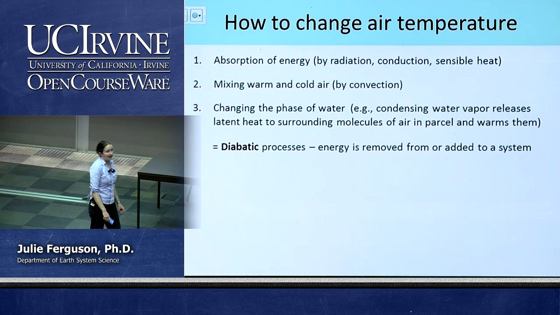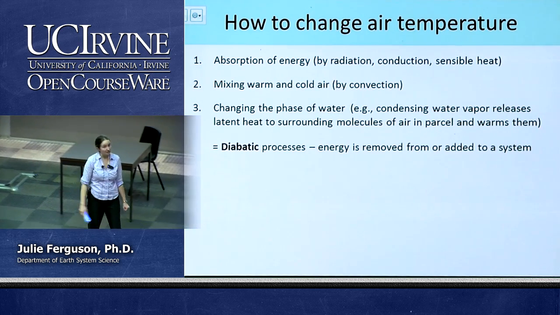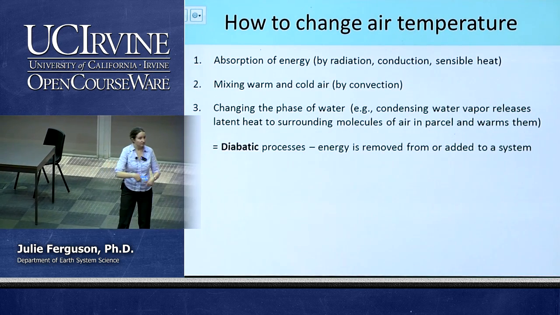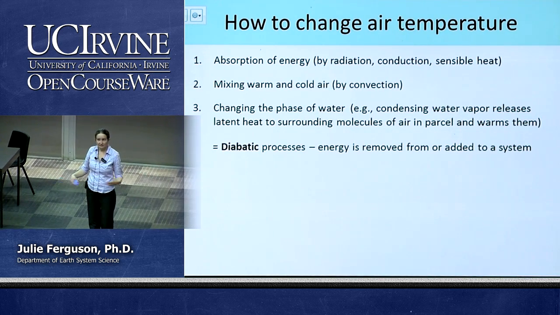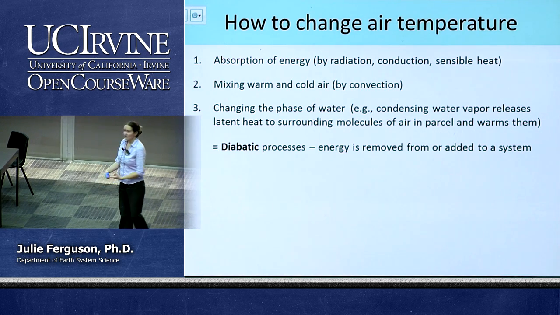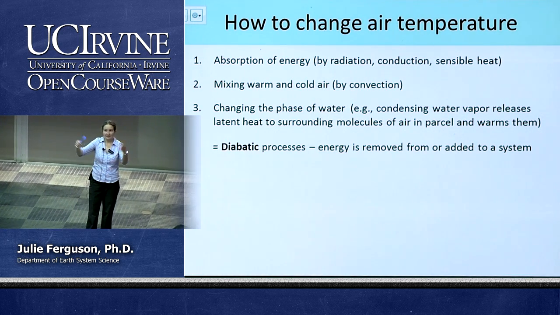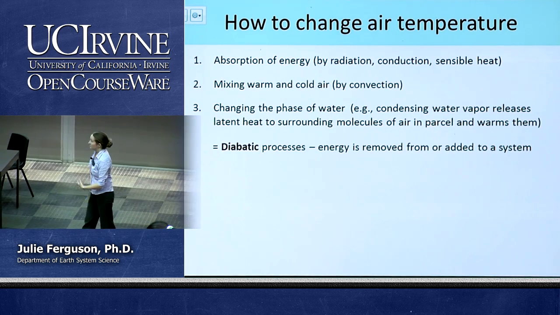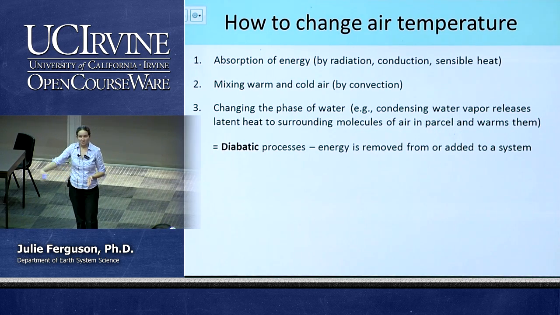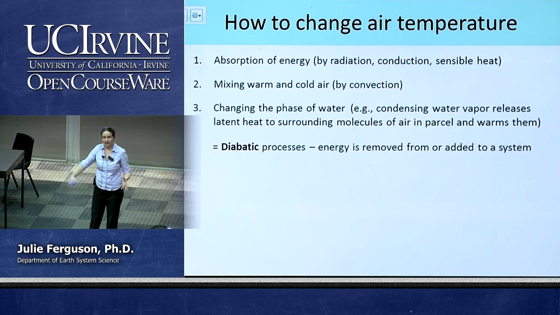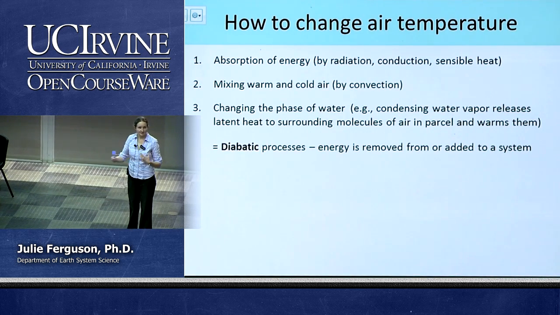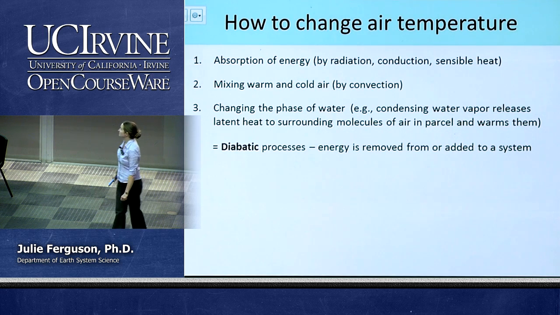So let's think about how to change our air temperature. There's lots of different ways. So first of all, we can absorb or release heat, okay? And that can be by radiation. If we radiate energy away, then the temperature of that body is going to drop. By conduction, if that energy is transferred from a hotter area to a cooler area. And sensible heat transfer, okay? Those are both examples of that.